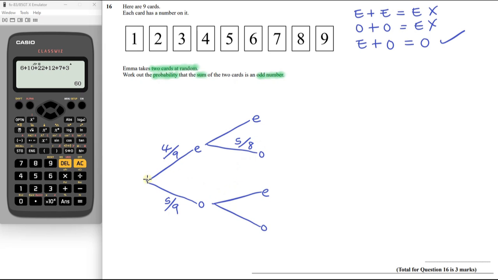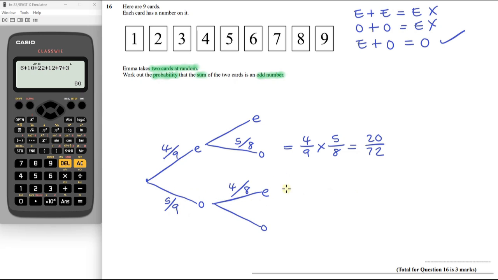Now, we said even then odd would work, but also odd then even. That would also work. That's just this, but switched around. So what would the probability be of taking an even after we've taken an odd? Well, there's still going to be 4 evens because we haven't taken an even yet, but now there's only going to be 8 in total. So what is the probability going to be if we go up this branch? That will be 4 over 9 times 5 over 8, which will be 20 over 72.